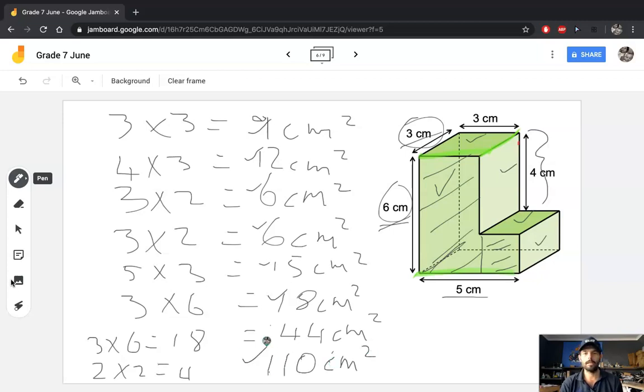So happy days. That's how I work out the surface area. So yes, there is quite a lot of calculations involved. However, if you just split it up and take it piece by piece, and as I said, mark off the faces that you've worked out as you've worked them out, then you should be able to calculate the surface area of a compound three-dimensional shape, such as this L-shaped prism in front of you.